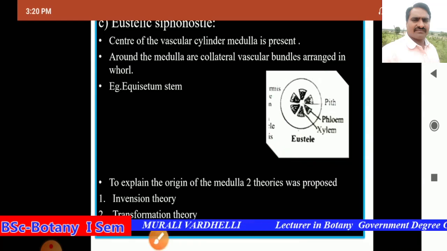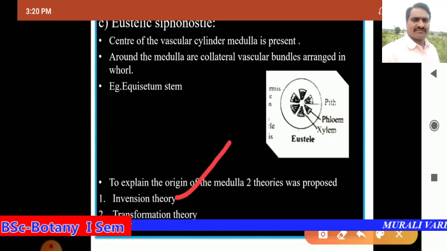So this siphonostele actually evolved from the protostele. To explain the origin of the medulla at the center of the vascular cylinder, mainly two theories were proposed. One is the invention theory, the second one is the transformation theory. The invention theory is also called the extrastelar origin of pith, and the transformation theory is also called the intrastelar theory.